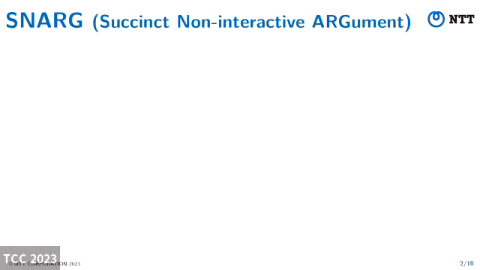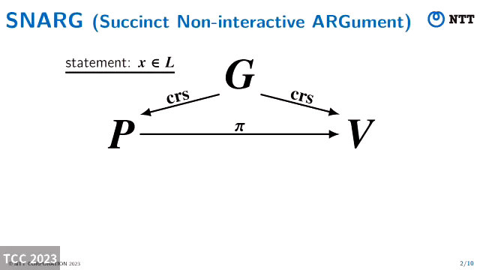So this talk is about the succinct non-interactive argument, or SNARG. Let me start from their definitions. In a SNARG, we have three algorithms: the generator, the prover, and the verifier. The generator samples a common reference string, or CRS, and makes it public. And given the CRS, the prover sends the proof to the verifier in a single message.